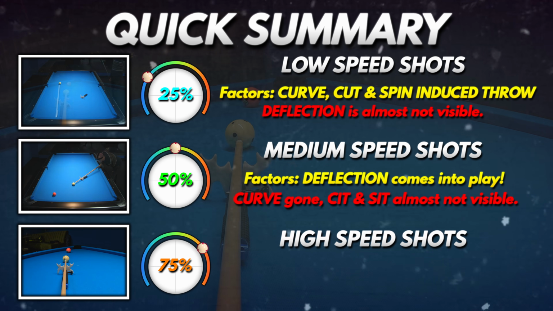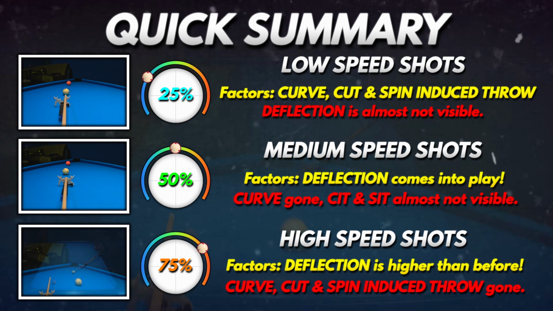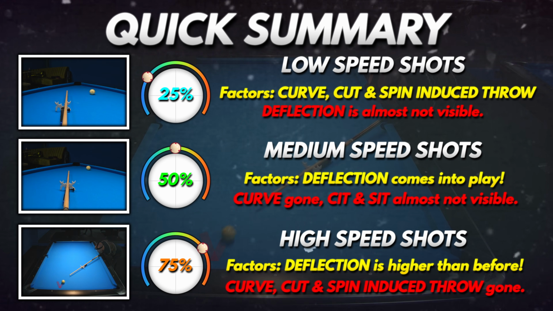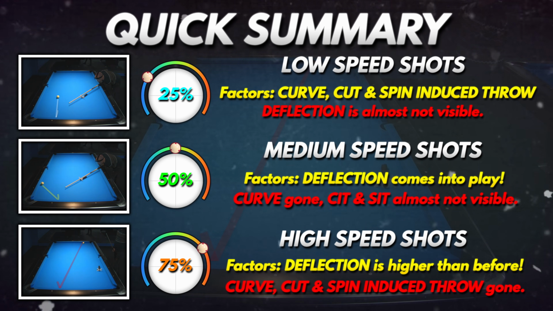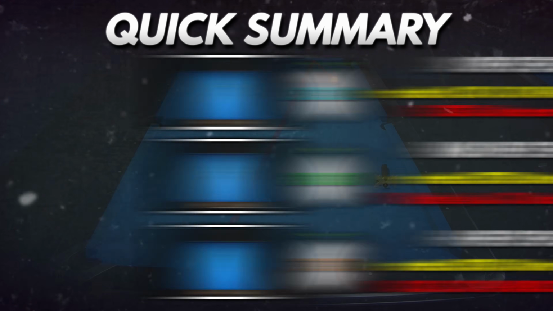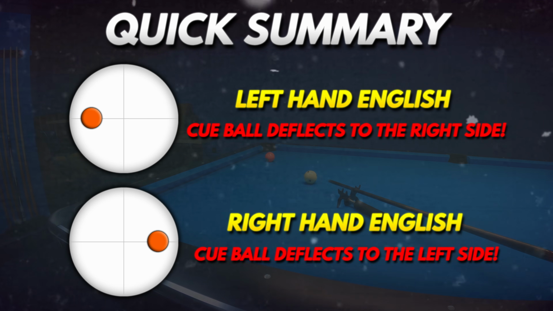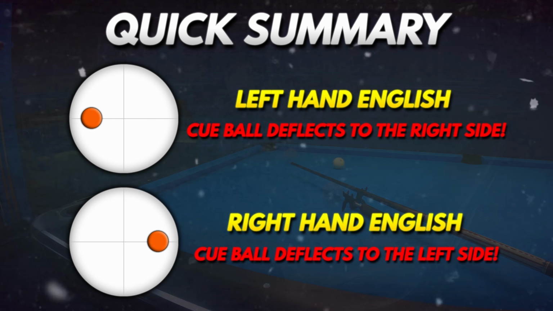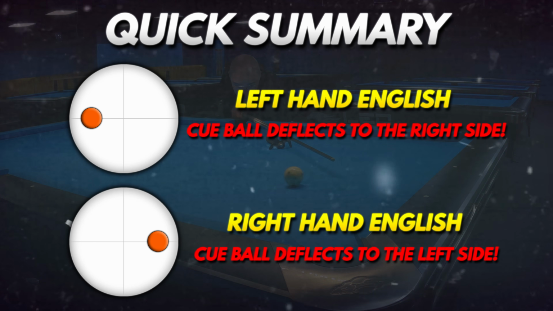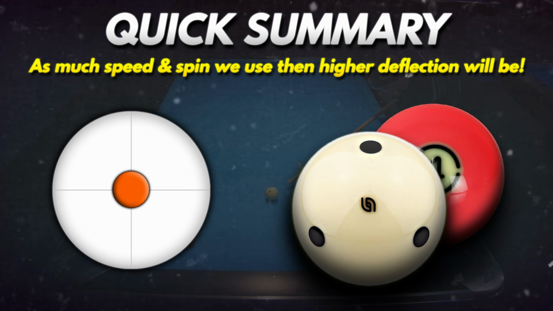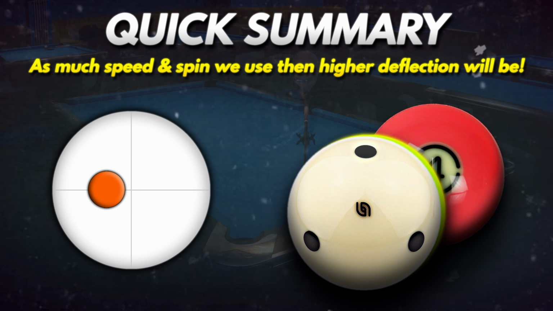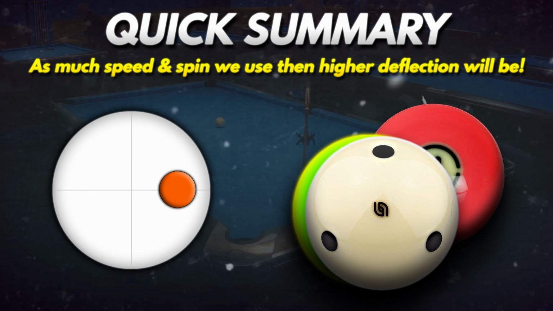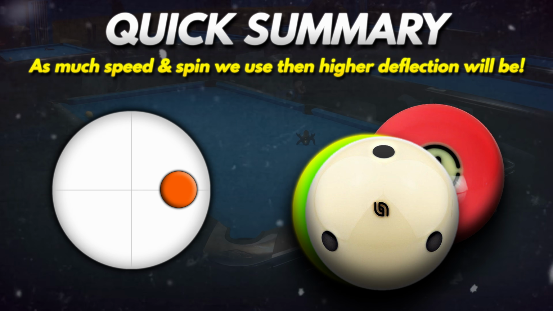However, during high-speed shots, the situation was similar, but this time deflection is higher when hitting the cue ball on its side points, which results in needing to adjust aiming to a certain side. We need to remember that when we are hitting the cue ball with English, then it deflects to the other side than the given spin, so in this case if we use left-hand English, then we need to adjust aim to the left, and when hitting with right-hand English, then we adjust aim to the right.